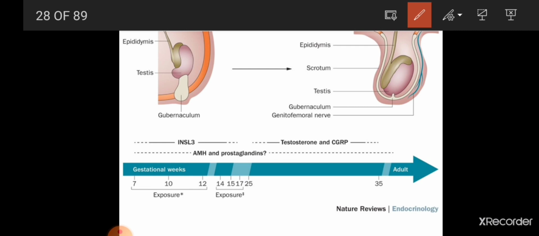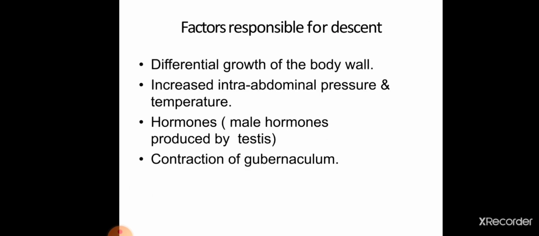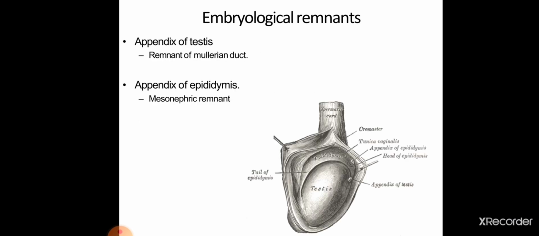So here we can see all the structures which are helping in the descent of testis. This is the gubernaculum, the fibrous structure, and the processus vaginalis in front of it. Over here it lies. Now the factors responsible for descent: differential growth of the body wall, increased intra-abdominal pressure and temperature, hormones like male hormones produced by the testes, and contraction of the gubernaculum.